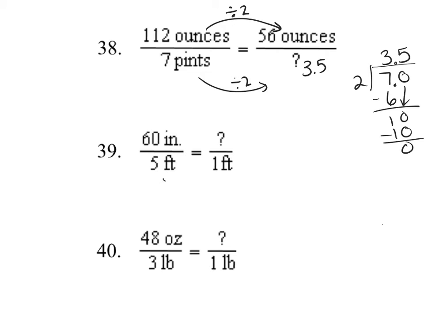Okay, next we went from 5 to 1. So that's divided by 5. So 60 divided by 5 is 12. Next, you have 3 going to 1, which is divided by 3. So 48 divided by 3 is going to be 16.